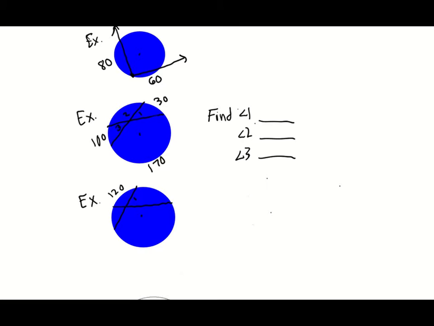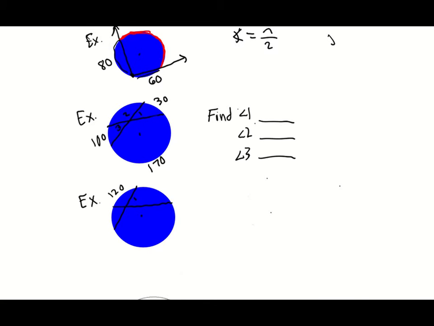Okay, so this first one, our example at the top, we have our vertex on the edge of our circle. So our equation for a vertex on the edge of a circle is our angle equals our arc divided by 2. Now before we can do our arc divided by 2, we've got to figure out what this arc here is. So they give us this piece is 80 and this piece is 60. We want to know what the rest is.